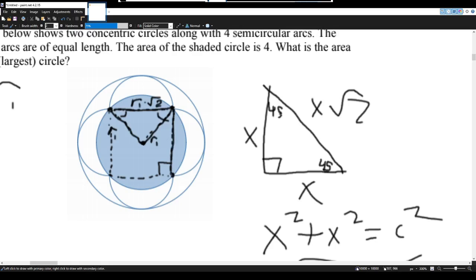So if we know this length, then we can actually get the radius of this. And if we know the radius of this, that would be this distance here, as well as this distance here, obviously. And if we can combine that with the distance from here to here, then we would have the radius of the big circle, and then we can find the area of the big circle. So now we said that the diameter of this is going to be r1 times root 2.